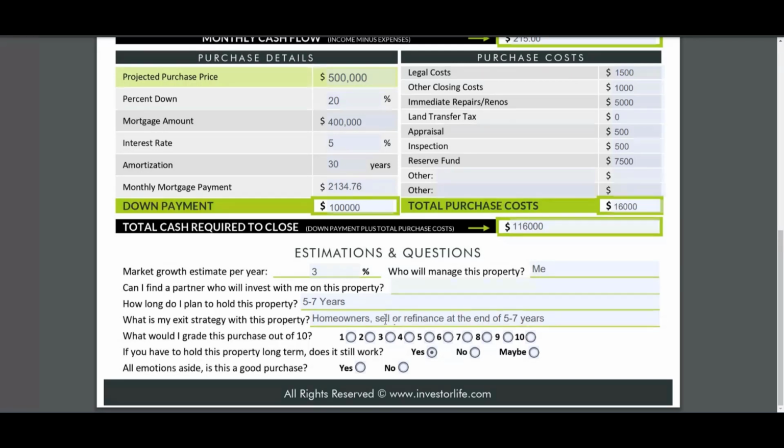Next question, what would I grade this purchase out of 10? We're going to leave that one and come back to that one too.